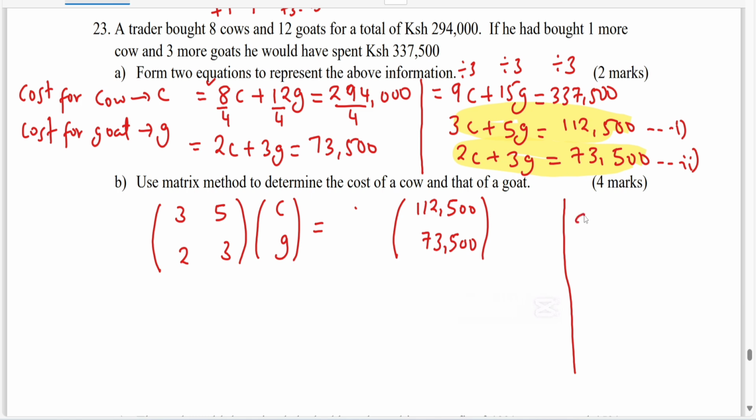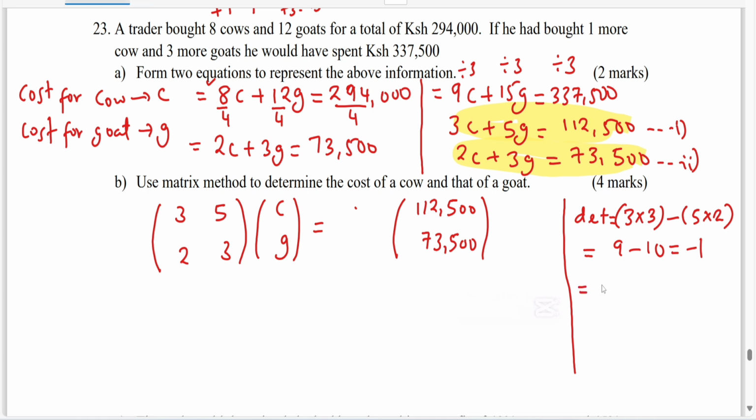So the determinant is usually given by your main diagonal, which is 3 times 3. Okay. So it's 3 times 3 minus your other diagonal, which is 5 times 2. So minus 5 times 2. So determinant yako itakuwa 9 minus 10, which is negative 1. Sawa paka hapa. Fahamu wa hapana.